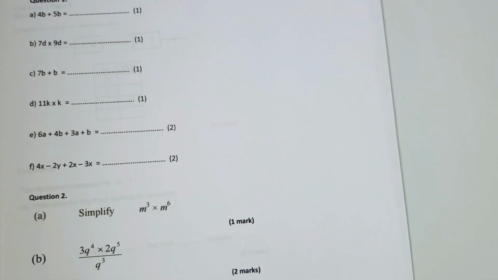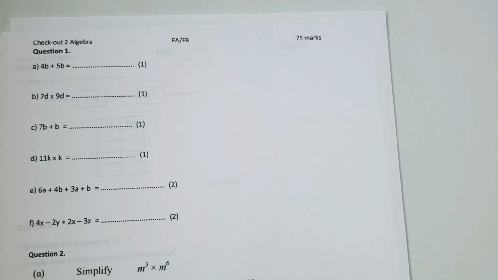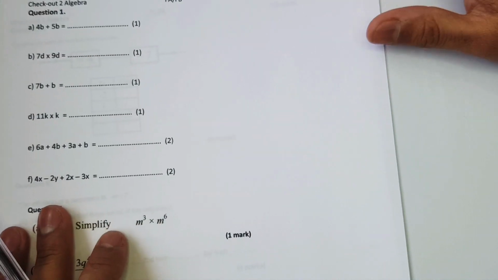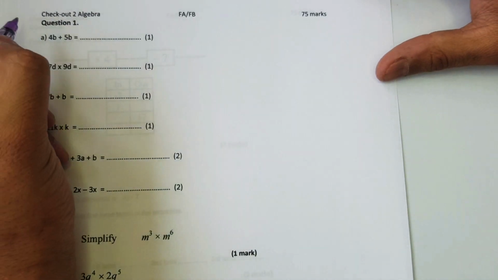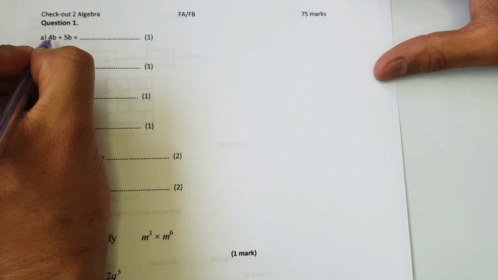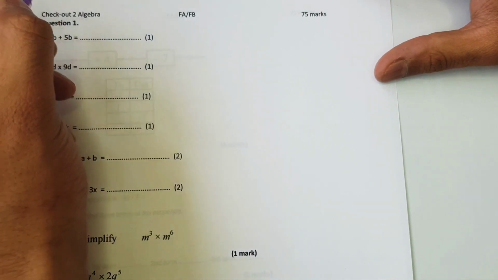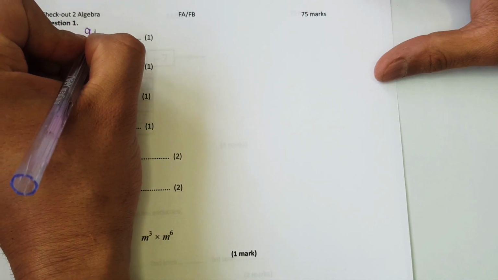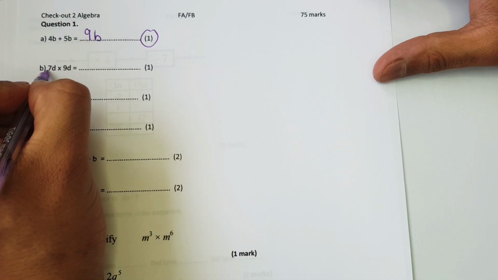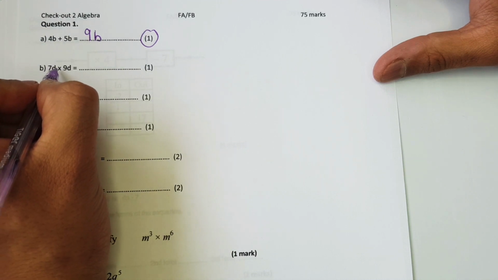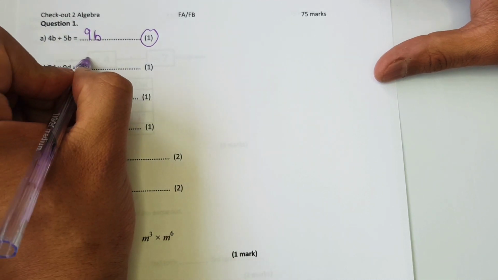Some of the questions I'm not going to go into too much detail because they should be pretty straightforward as I mark it. So we'll see how we get on with the first few. 4b plus 5b is simply going to be 9b. If you get that, you can have 1 mark. This one, 7 times by 9, you're going to do that first. So 7 times by 9 is 63.